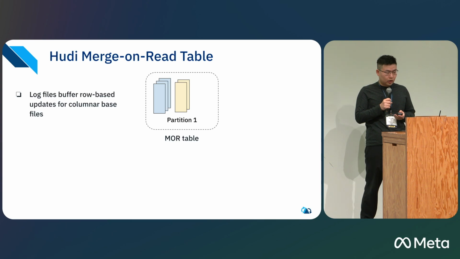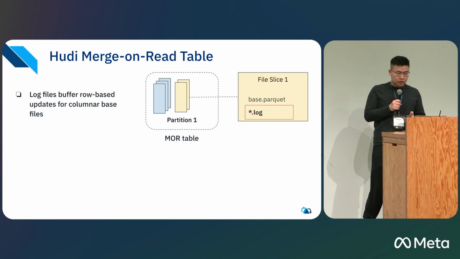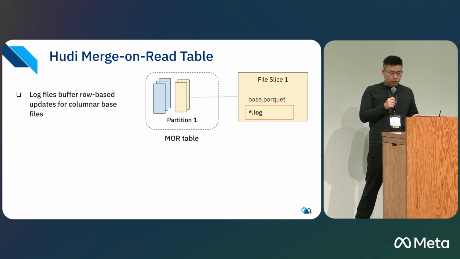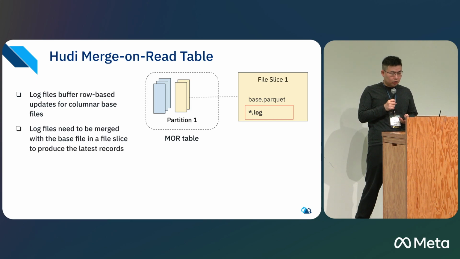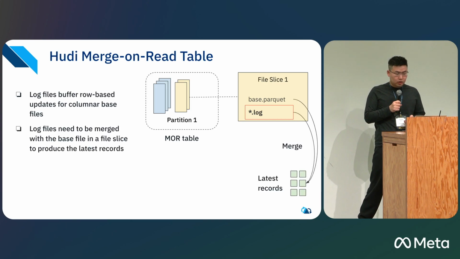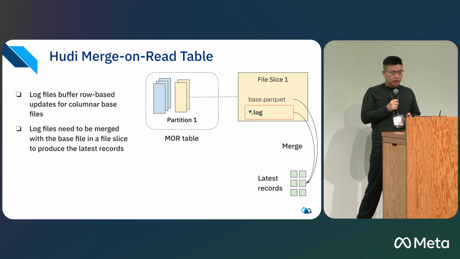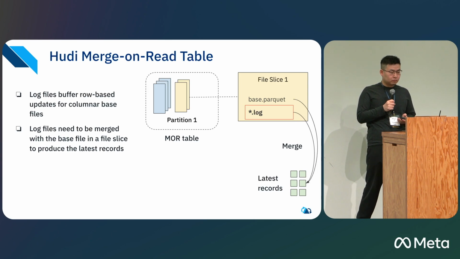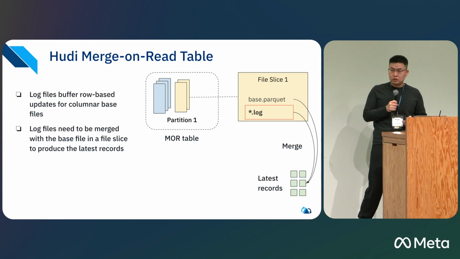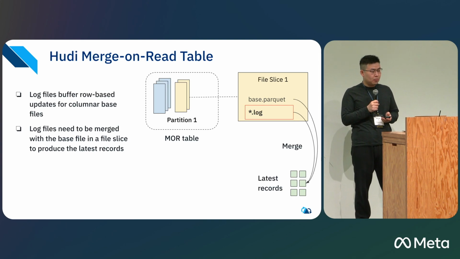In Hudi's storage layout, a base file together with its associated log files forms what we call a file slice. When a query engine integrates with Hudi, it invokes Hudi APIs to merge those log files and retrieve the latest records. This means a file slice becomes the smallest unit of file scan.